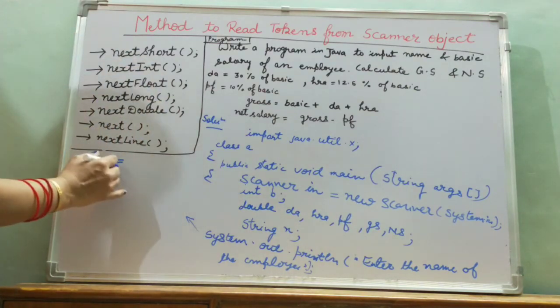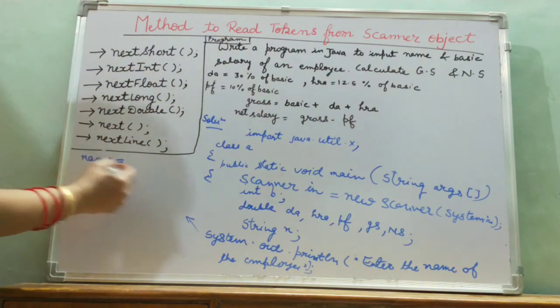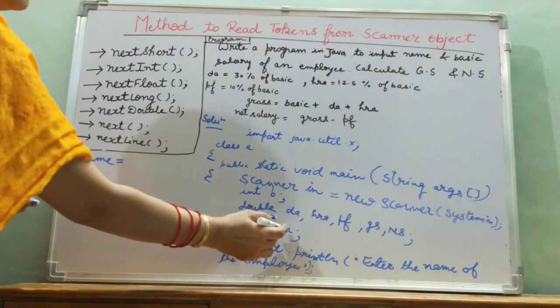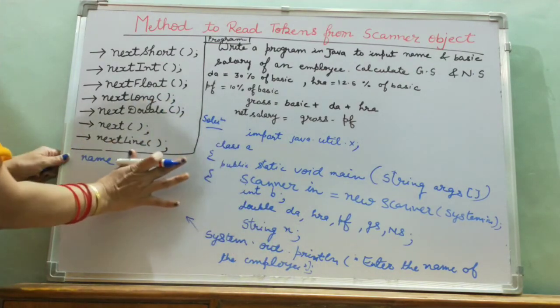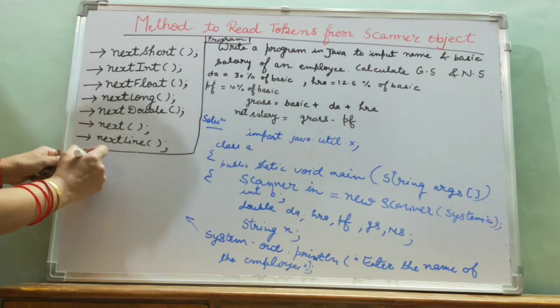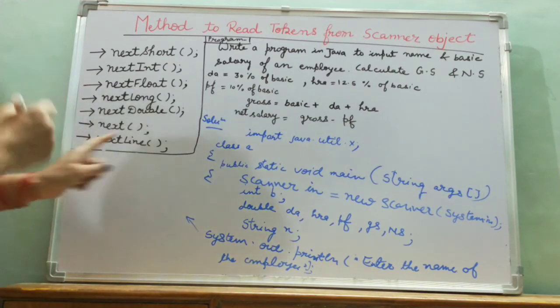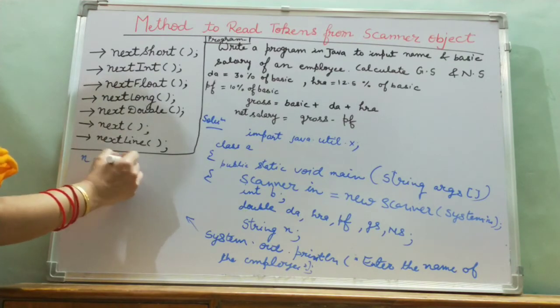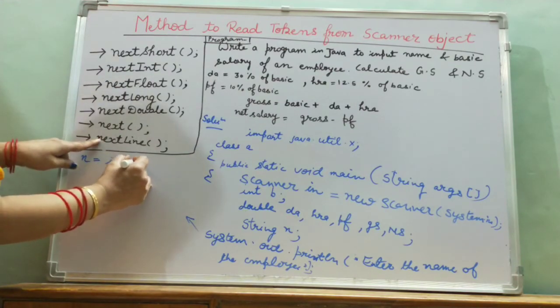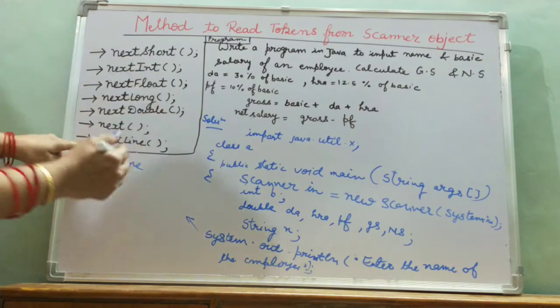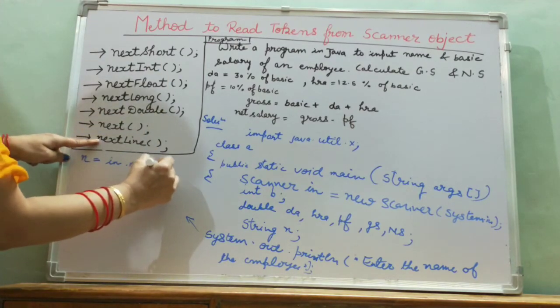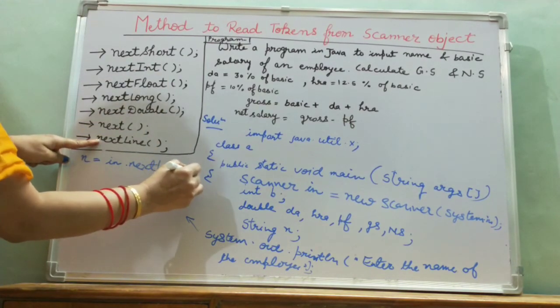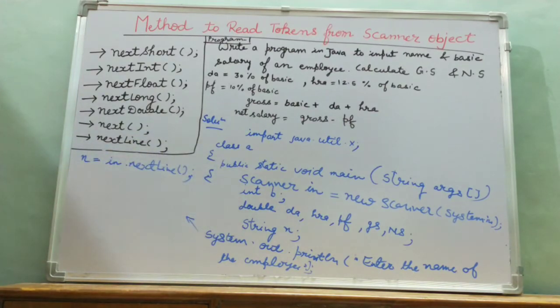Then in case of name, you will write name is what? Name is a variable. Okay, here we have taken N. Then we will write here N. N is a variable. N is equal to in dot nextLine. Through this method we can enter the name of an employee. Clear?